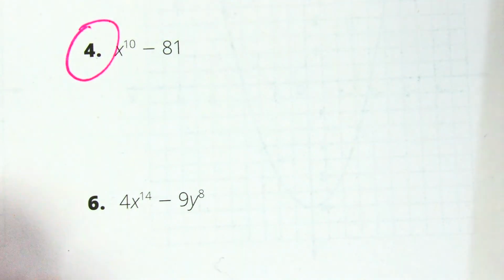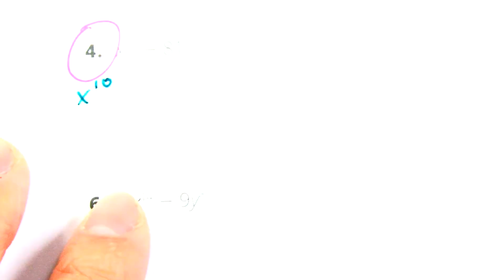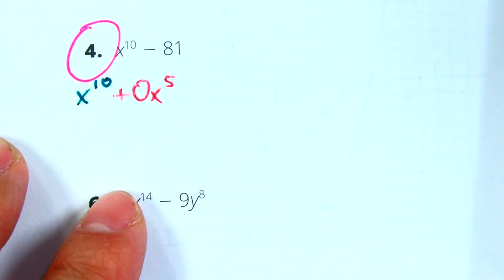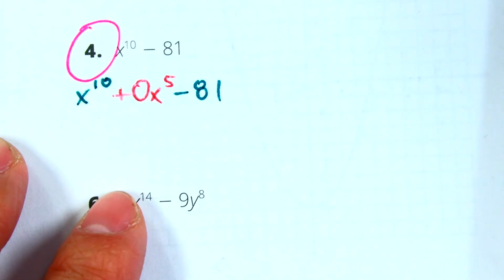Class, what is half of 10? That is my 0. X to the 5th minus 81. Let's see if that fits into our X box now.